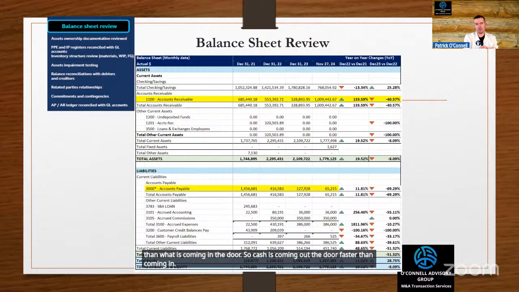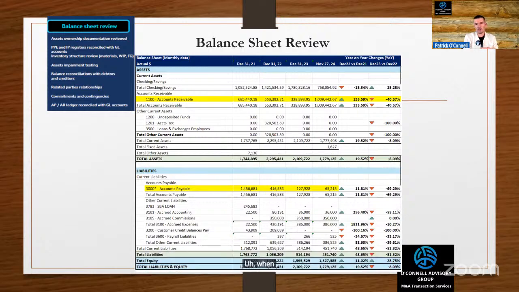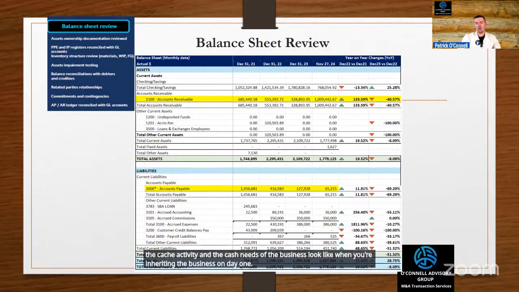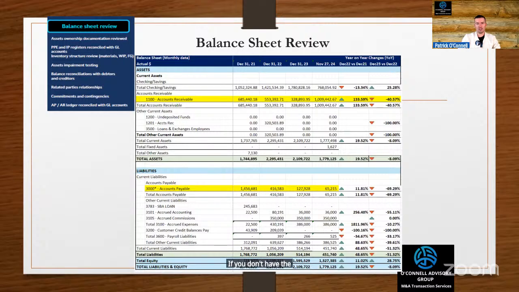That can cause what is known as a cash crunch, which is something I talk about frequently on some of the social platforms. When you're buying a business, you need to understand what the cash activity and the cash needs of the business look like when you're inheriting the business on day one. If you don't have the cash resources to continue the business, you may enter a cash crunch and you may need to use other resources, hopefully readily available, to keep the business afloat. So when I look at this business, you want to unpack AR, you want to unpack AP, and then maybe ask a few questions around some of the other items.